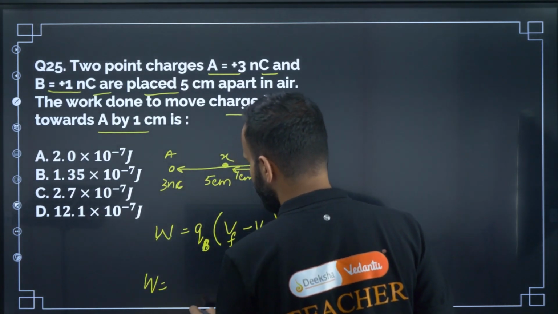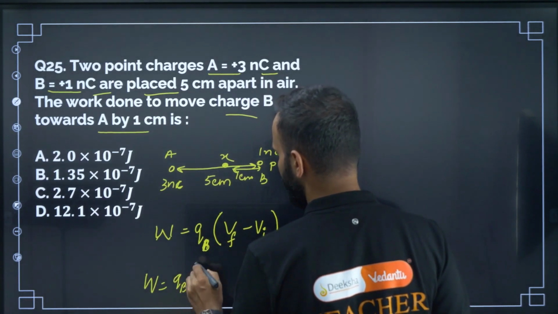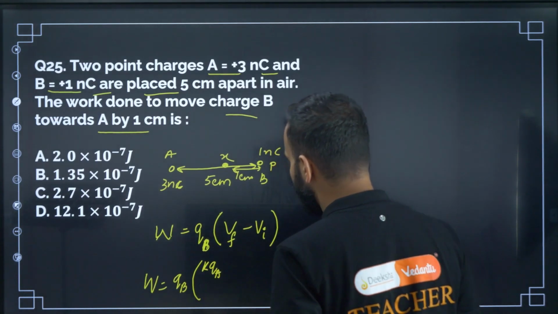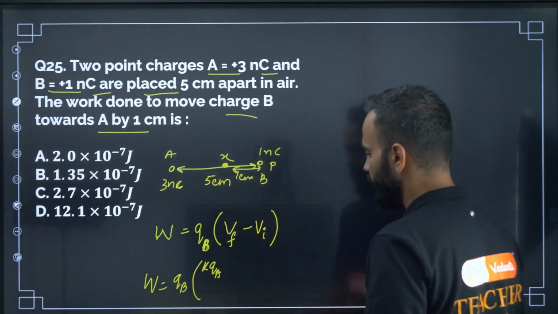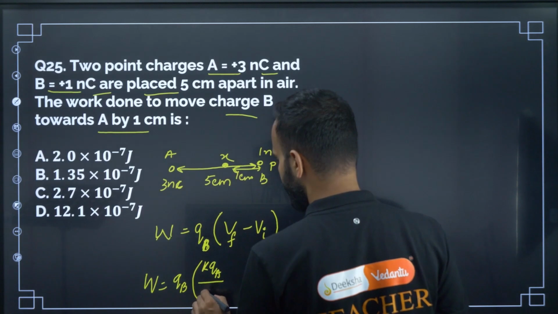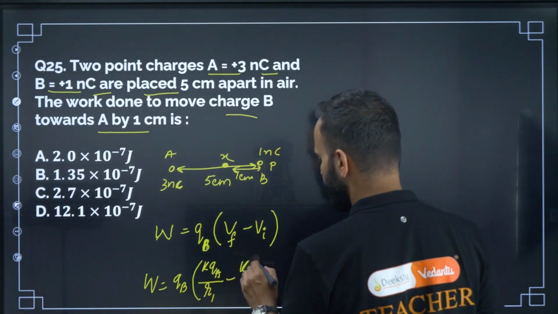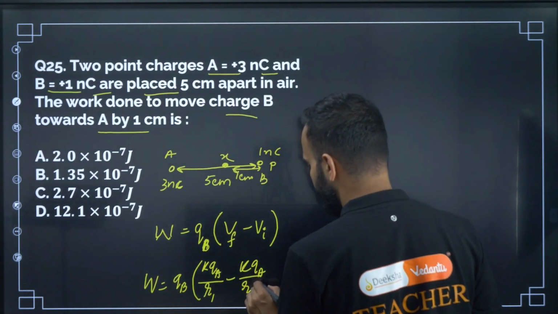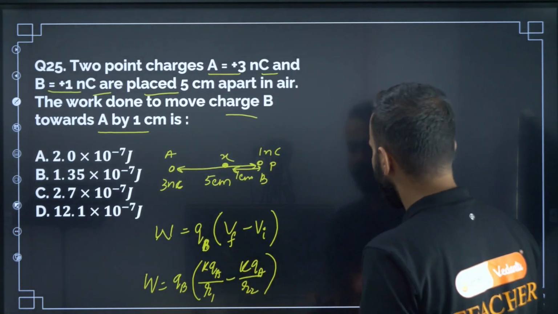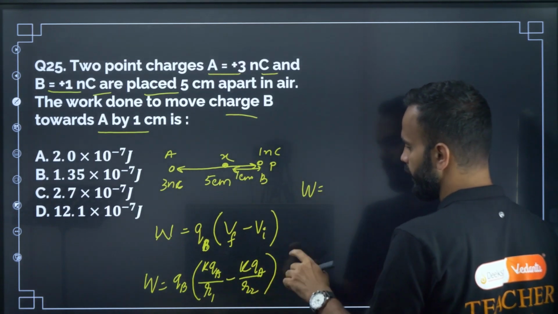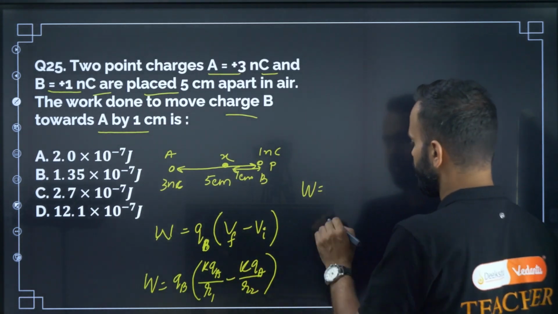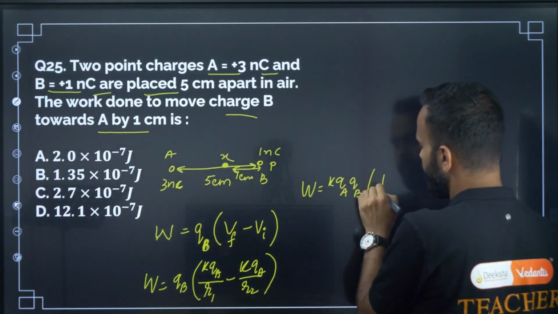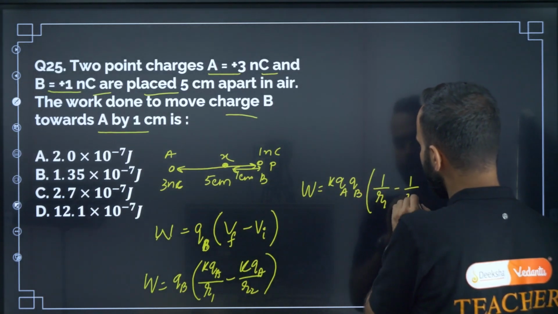Now W is equal to QB into the final potential. The potential at X due to A is K into QA divided by R1, minus K into QA divided by R2. Now W is equal to, taking KQA as common, K into QA into QB into (1 by R1 minus 1 divided by R2).